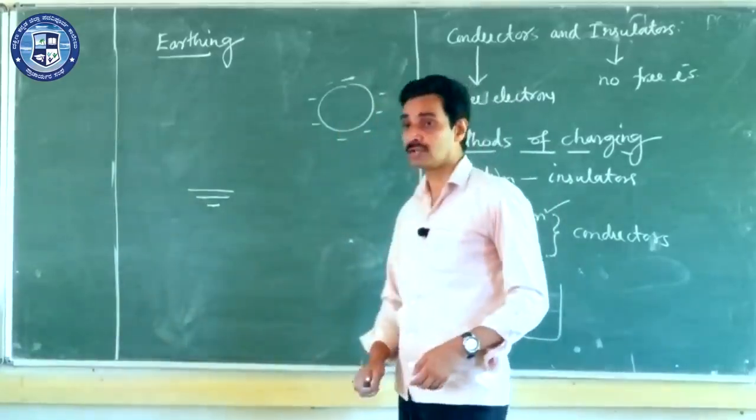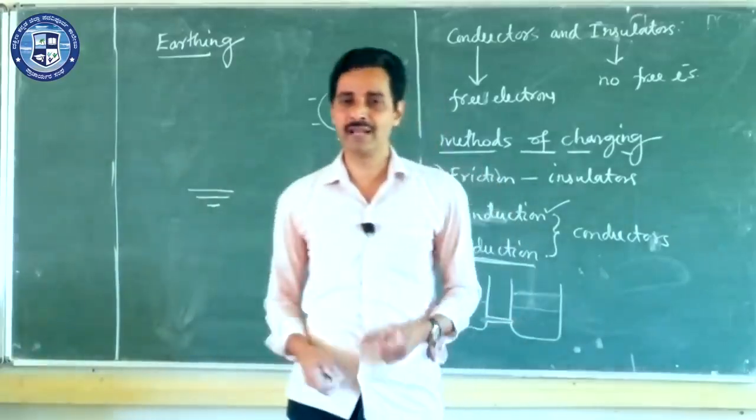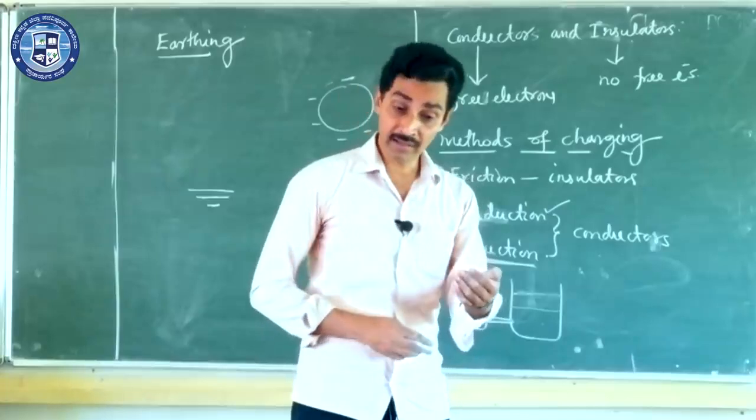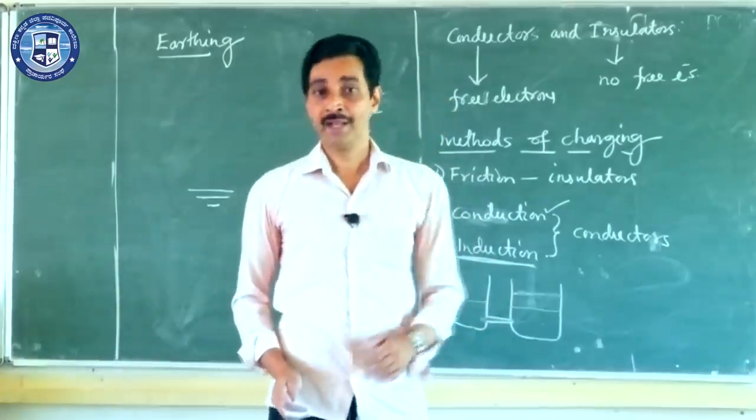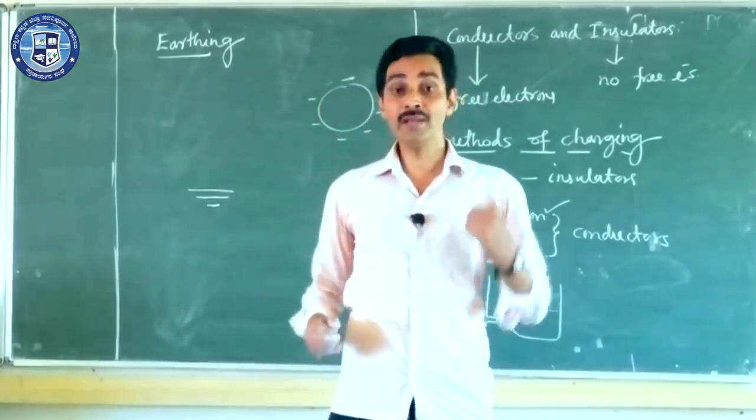You have to remove these free electrons. And who will receive this? Earth is ready to receive. Earth can receive electrons, and Earth can give away electrons also. Sir, if Earth receives electrons, does Earth get negatively charged? No. If Earth loses electrons, does it gain positive charge? No. Why is it so?